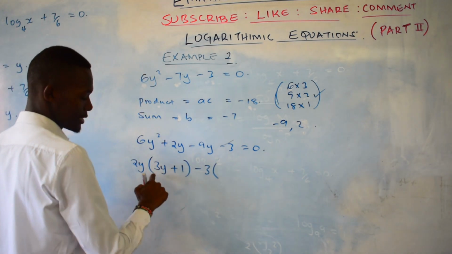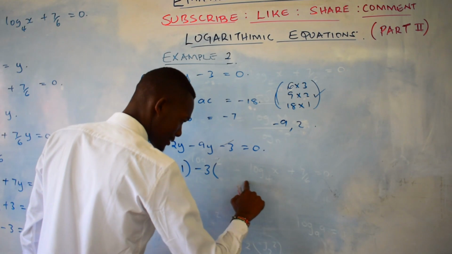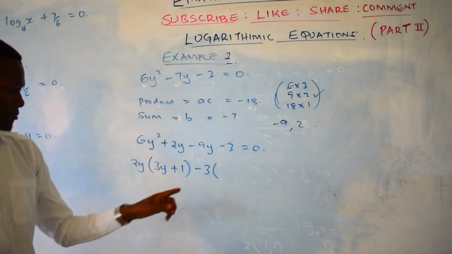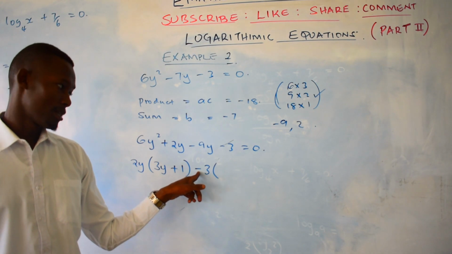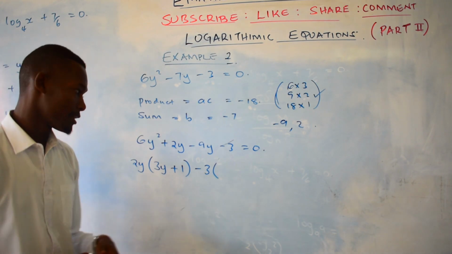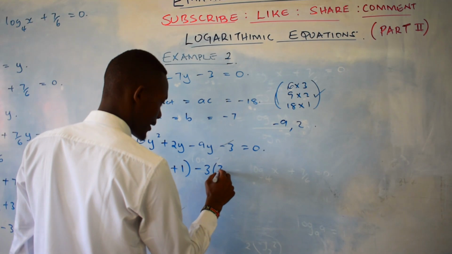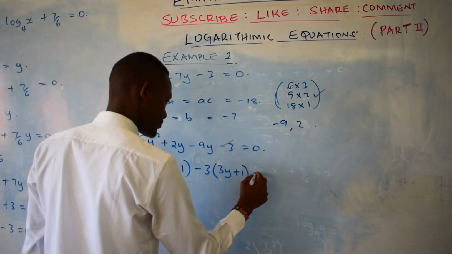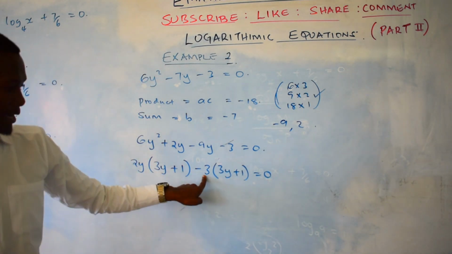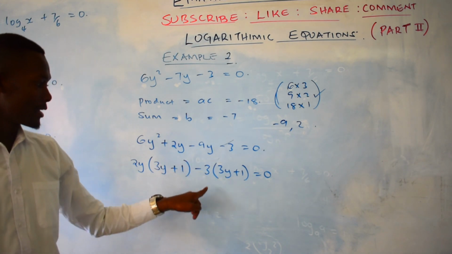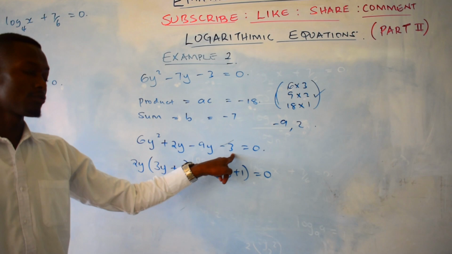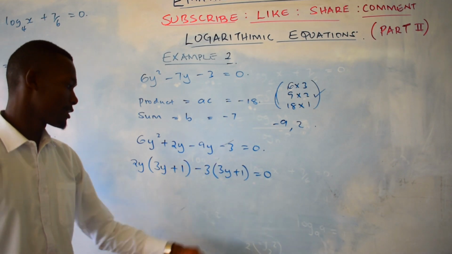Then remember, this term should always be the same as this term. So the factor or the sign that you put here is very important. Remember, we have put our us to be negative. So that when you have 3y plus 1, negative 3 times 3y gives you negative 9y. Negative 3 times 1 gives you negative 3. So by the end of the day, it gives you the same thing.